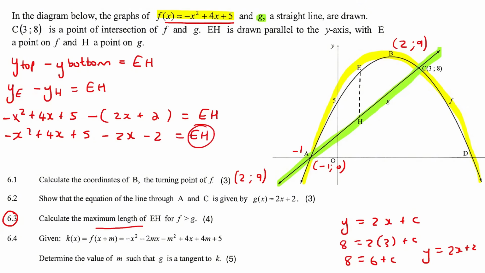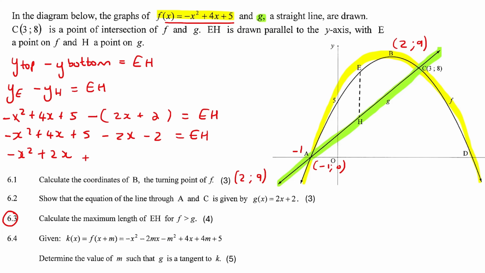We're just going to keep calling it EH because that's the length of EH. I'm now going to simplify. So this 4x and this minus 2x just becomes a positive 2x. And then 5 minus 2 is going to be positive 3. Okay, so we now have an expression for EH.